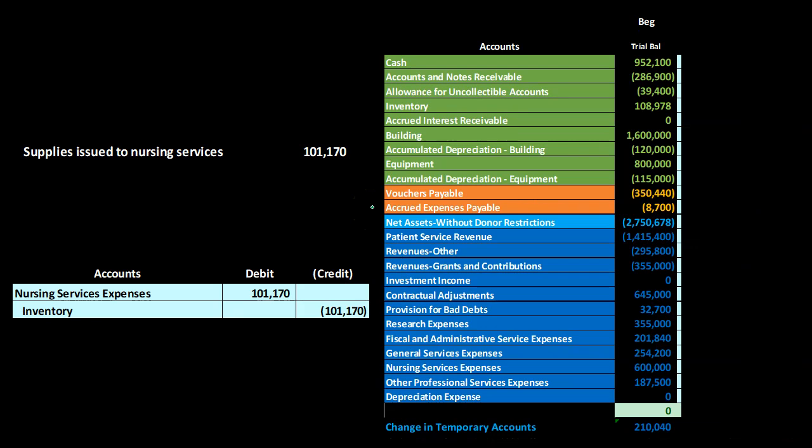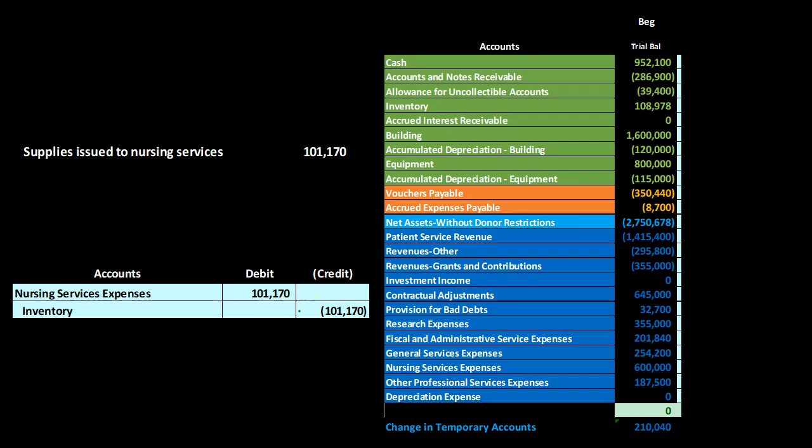Next transaction, supplies issued to nursing services. So now we're going to record the supplies that are going to be issued. In other words, the inventory up top is going to be supplies inventory. We currently have the 108,978. We're going to have to be tracking that supplies inventory and issuing it as it goes out into use. When that happens, we're going to record the transaction to record the issuance of the supplies. So that's going to be a debit to the nursing service expenses that are going to be consumed and a credit to the inventory, then decreasing.